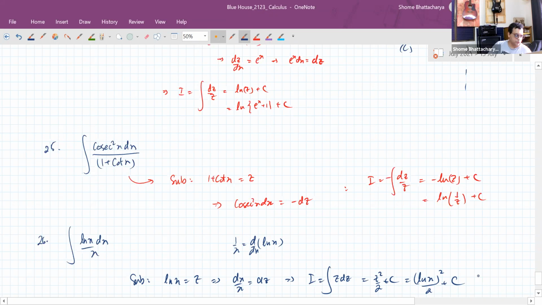Again, this is one which you can also do by going backwards. Differentiate all 4 options and see which one is giving you the integrand.